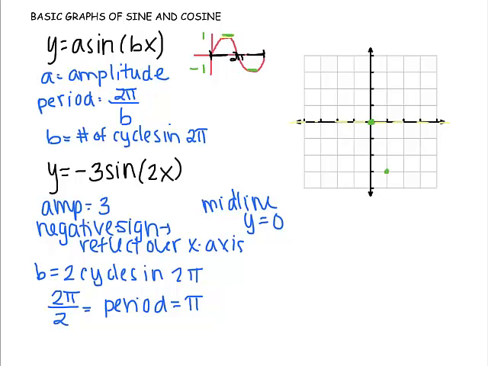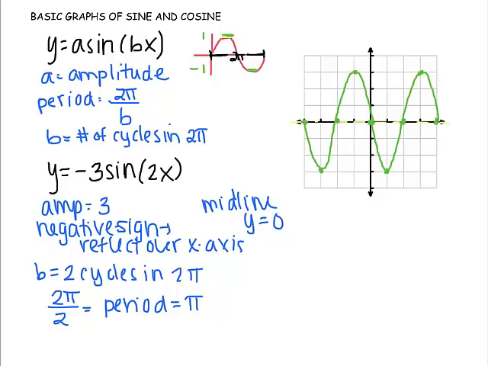Because of my negative sign, I'm going to go down to 3 first, back up to the 0, all the way up to +3, and back down to the 0. And there's my sine curve. It's just upside down because of that negative sign. I think I'll draw one on the other side as well. And there's my curve there.